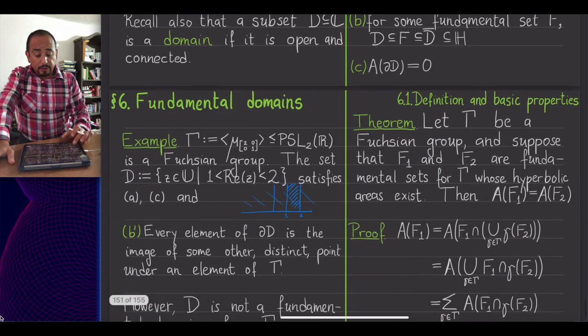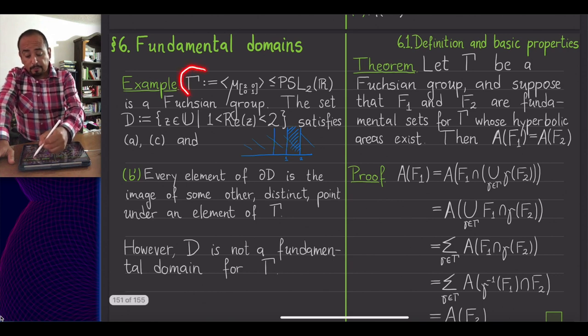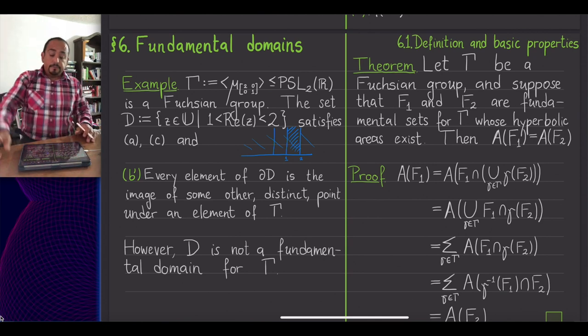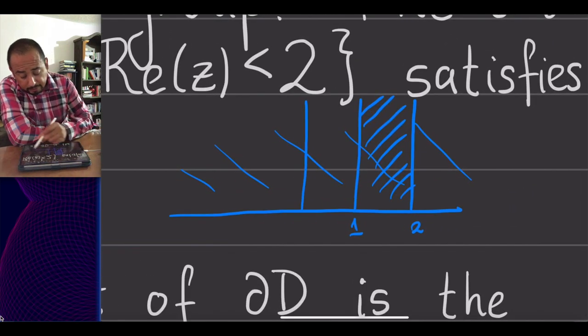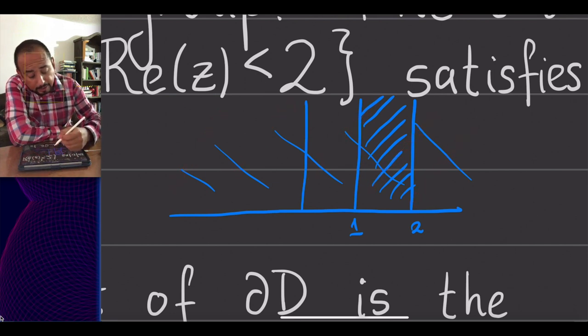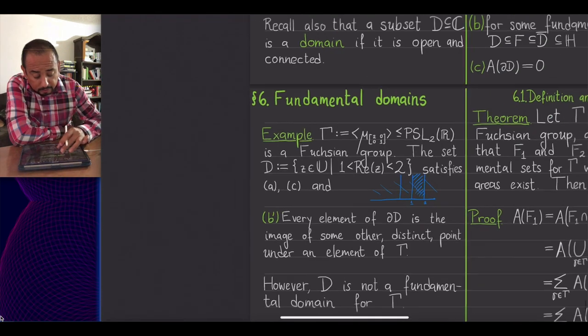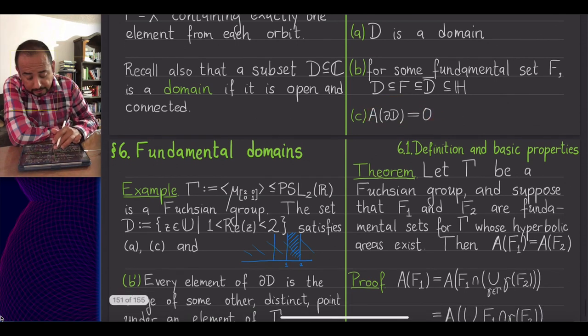And let me give a non-example of something which is not a fundamental domain for a Fuchsian group. Namely, consider the Fuchsian group generated by multiplying by 2. So consider the following set. Here is the upper half plane, and consider this stripe, the stripe with real part between 1 and 2. So that one is of course a domain. I leave as an exercise to show that the hyperbolic area of the union of these two boundary curves is zero. Okay, and it satisfies this other condition.